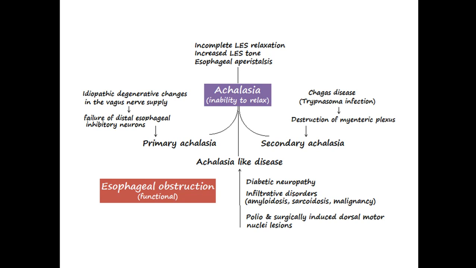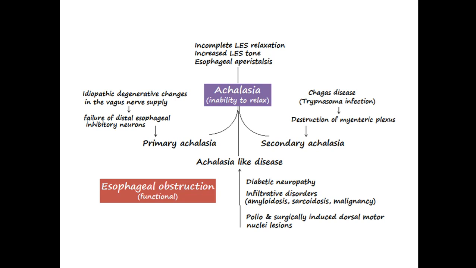Now, besides primary and secondary achalasia, there are other conditions in which there is no true achalasia, but an achalasia-like disease is produced. For example, in diabetes mellitus, which is particularly characterized by neuropathy, nephropathy, and retinopathy, diabetic neuropathy may also cause damage to the nerves of the lower esophageal sphincter and may cause a condition which simulates achalasia. Some infiltrative disorders, for example, amyloidosis, sarcoidosis, and malignancy, cancer, may also destroy the same nerve supply to the lower esophageal sphincter and may cause a condition which simulates achalasia.